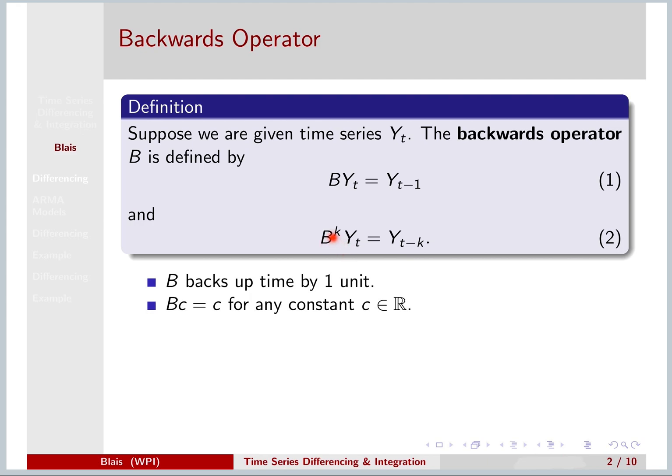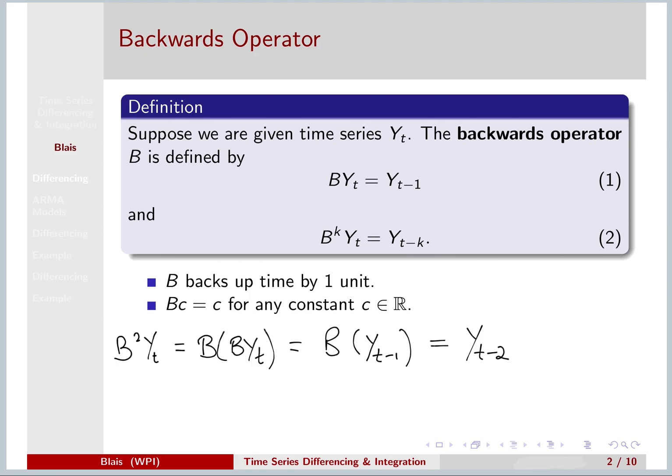If we back it up k times, B to the k, that takes us back k times in time. And it does nothing to a constant, so a constant is fixed under the backup operator. So the idea here, if you had, say, B squared y_t, you can think of that as B operating on B y_t. This is B operating on y_{t-1}, according to the definition here. But then B operating on y_{t-1} backs you up to y_{t-2}.